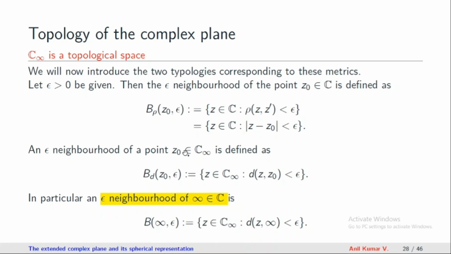Now consider a point z0 in C infinity. Then the open ball with the center z0 and the radius epsilon, or the epsilon neighborhood of z0, is defined as the set of all those points z in C infinity such that the spherical distance between z and z0 is less than epsilon. In particular, the epsilon neighborhood of infinity, that is B infinity epsilon with respect to the metric D, is the set of all those points in C infinity such that the distance between z and infinity is less than epsilon.